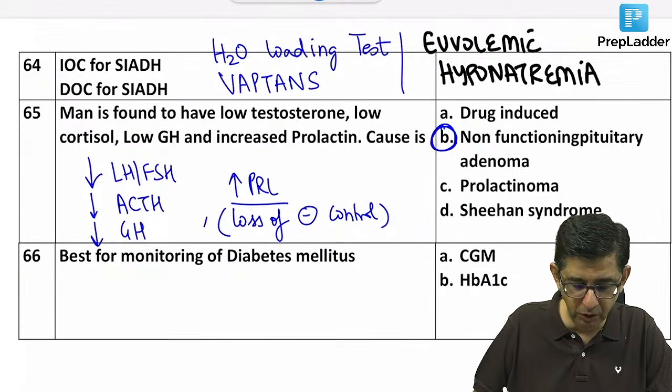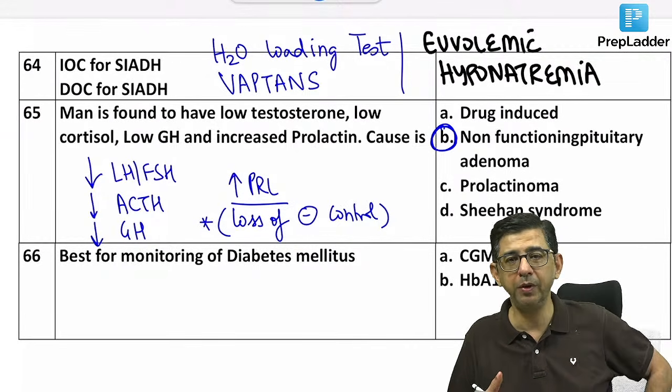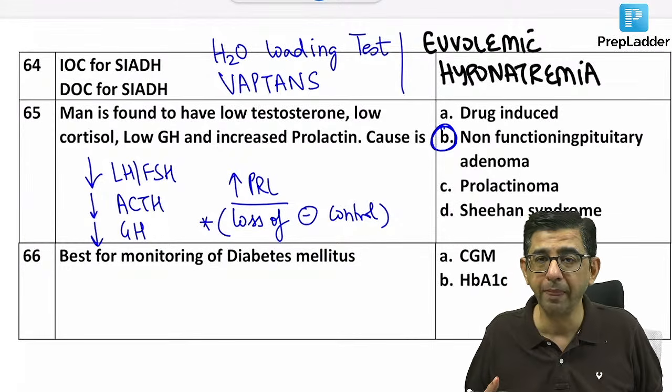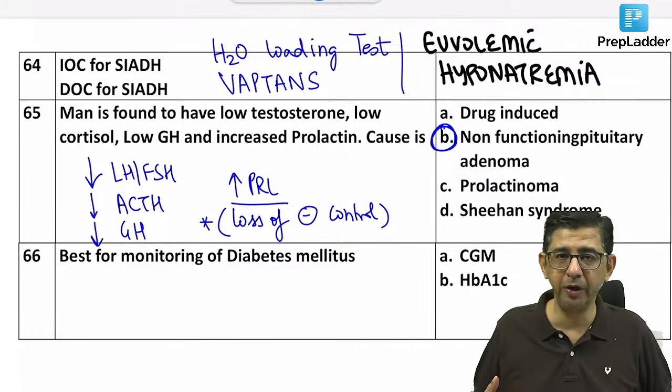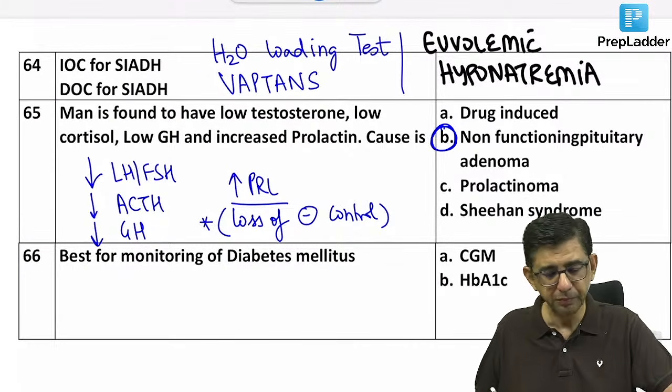Why prolactin? Because loss of inhibitory control is there. That is because of a non-functioning pituitary adenoma. That's the peculiarity. A non-functioning pituitary adenoma does not produce any hormone, but at the same time it produces a mass effect, because of which these hypopituitarism manifestations will occur.